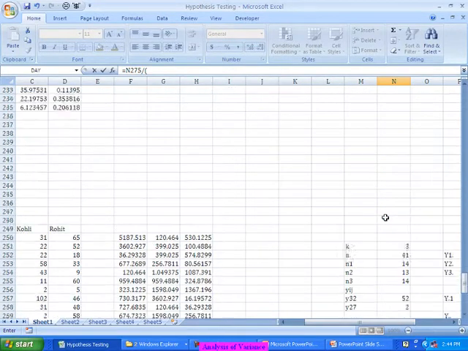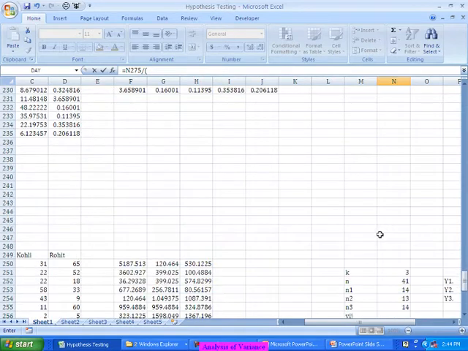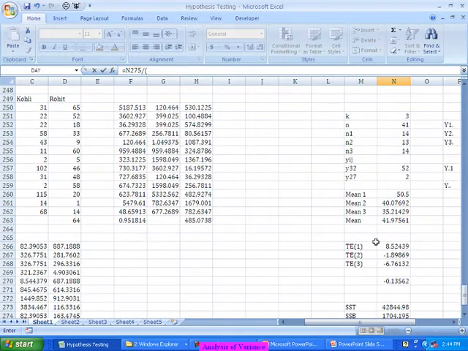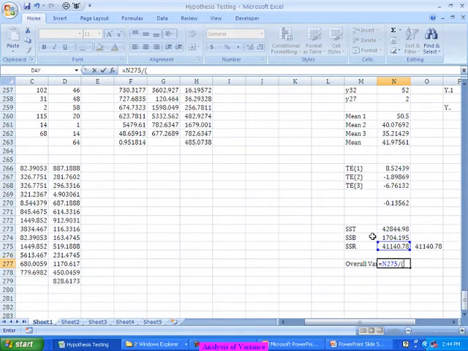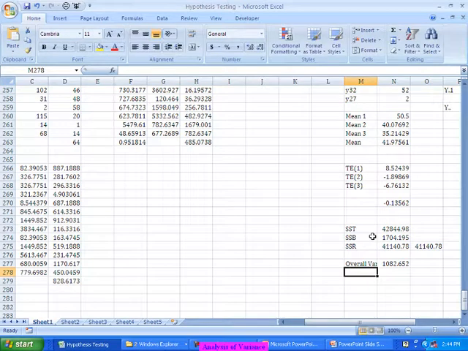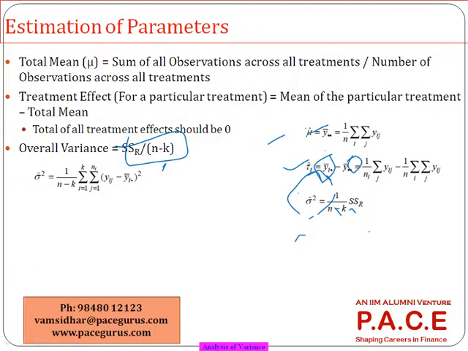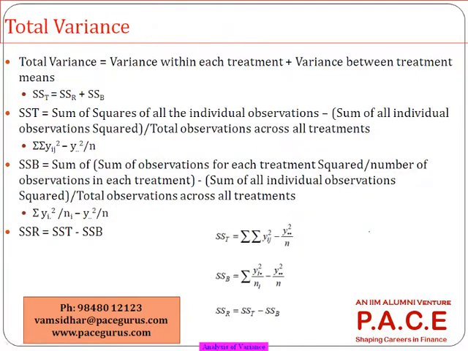K is the number of treatments as we started off the exercise. The number of treatments is 3 and n is 41. So this comes out to dividing by 38. The overall variance comes out to 1082 in this case. So the overall variance also is something which we were able to find out.